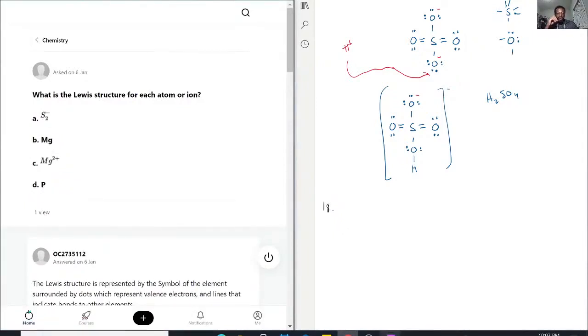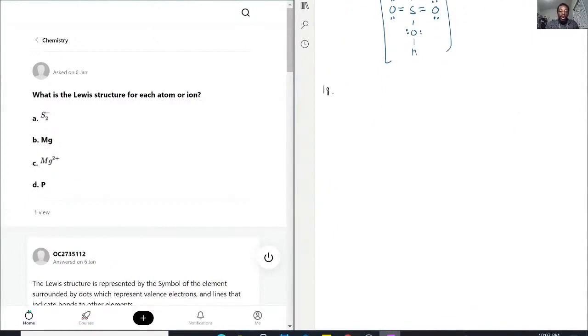What is a Lewis structure for each atom or anion? So we're literally given at certain points some atoms, some anions. So we have S2, oh, that's going to be a little bit tricky. S2 minus. We have B, just a magnesium. We have C, now a simplified magnesium, Mg2 plus. And then we have D, phosphorus.